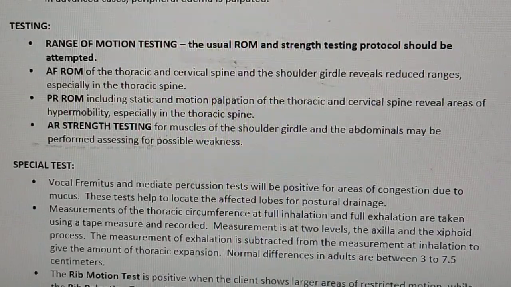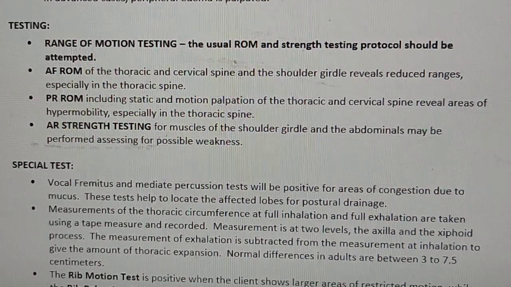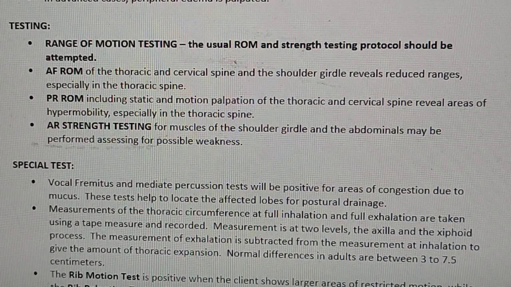For testing, you're gonna do range of motion testing. The usual range of motion and strength testing protocol will be attempted. Okay, active free range of motion is when the client does the movement on the thoracic and cervical spine, thoracic on the rib cage area, cervical on the neck area, and the shoulder girdle reveals reduced ranges, especially in the thoracic spine.